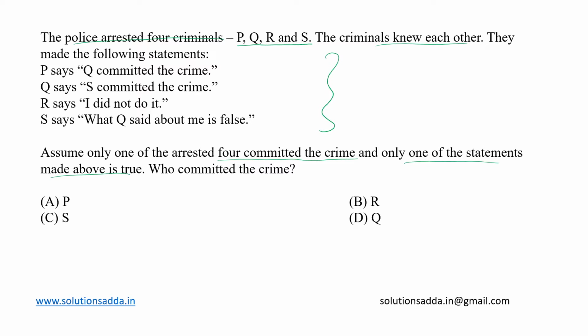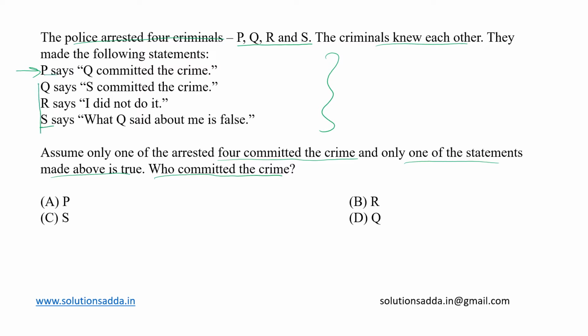So we will take contradiction of the statements which they have made. We need to identify who has committed the crime, meaning who is the actual criminal. For this, let us first assume that what P is saying is true and all others are not speaking the truth. So we shall take contradiction of the statements made by these three.